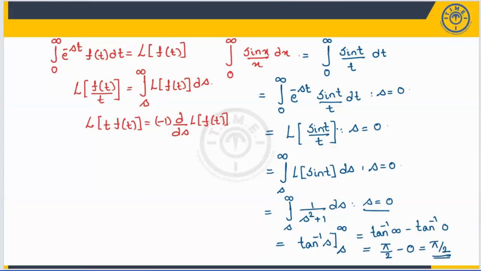Okay, so if the limits are from 0 to infinity or from minus infinity to plus infinity, then only you can integrate sin t by t or sin x by x. If the limits are finite, then you can't integrate sin t by t. Okay.